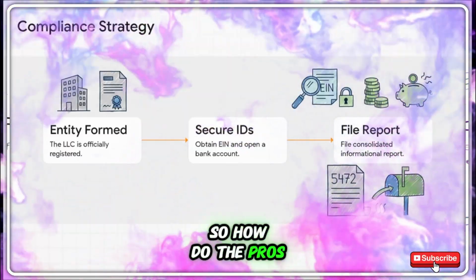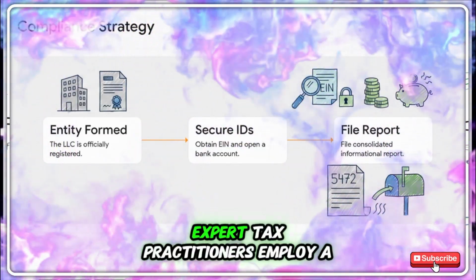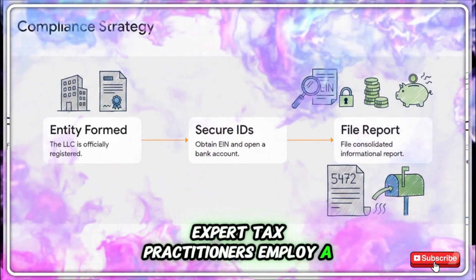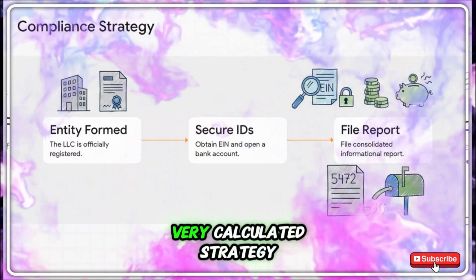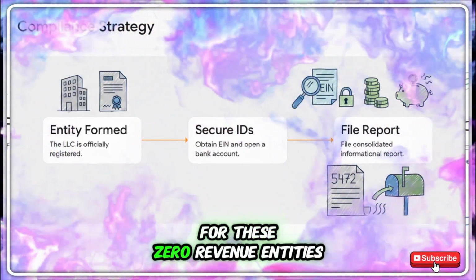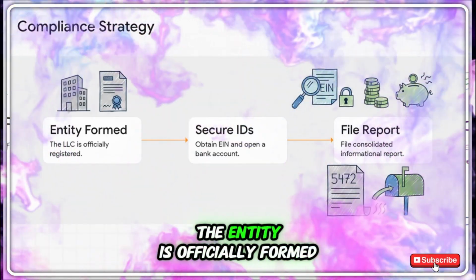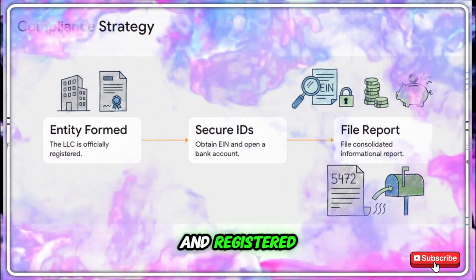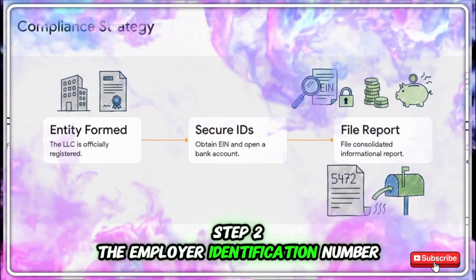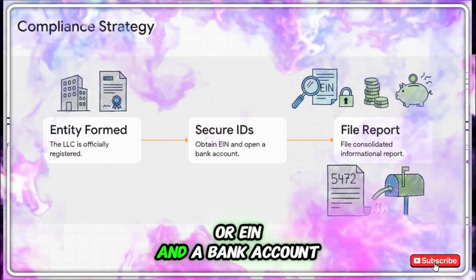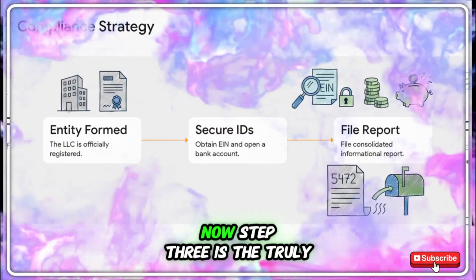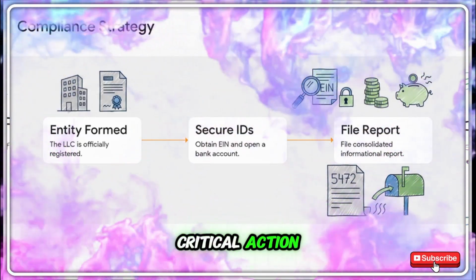So how do the pros handle this? Expert tax practitioners employ a highly specific, very calculated strategy for these zero revenue entities. Here's how it flows. Step 1, the entity is officially formed and registered. Step 2, the employer identification number or EIN and a bank account are secured. Now, step 3 is the truly critical action.